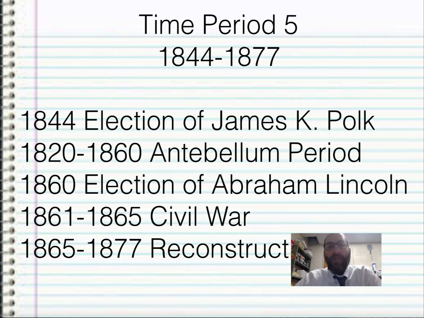Okay, time period 5, 1844 to 1877, begins with a very underrated president, James K. Polk, who only served one term and fulfilled almost all, if not all, of his promises. From 1820 to 1860, and I began in 1820, apologize for that, but that's the Missouri Compromise. This is known as the antebellum period.